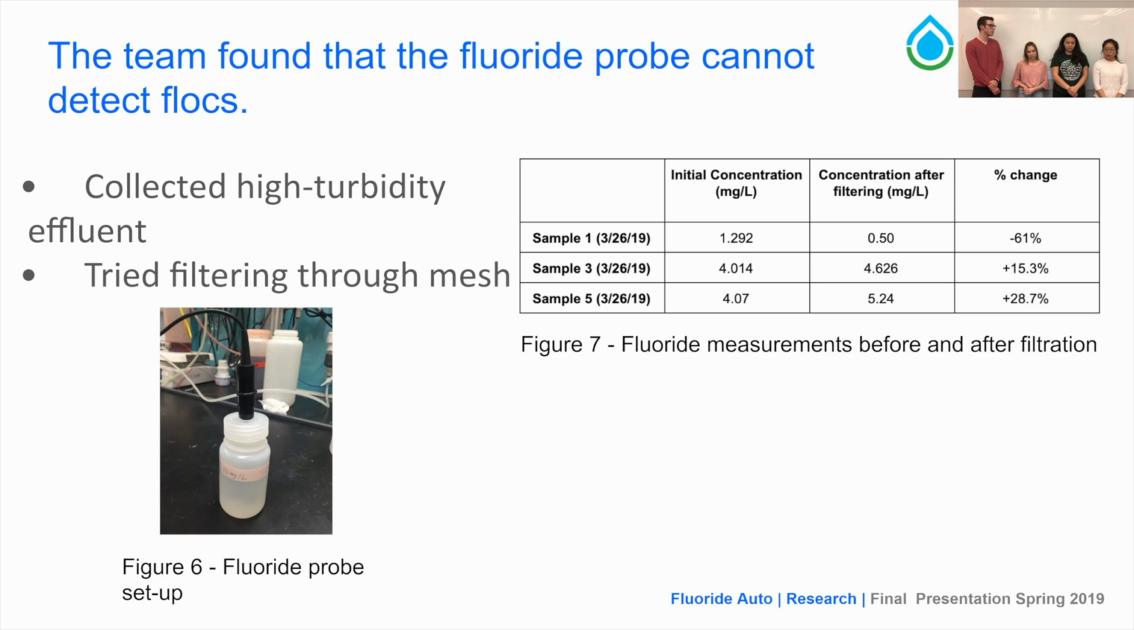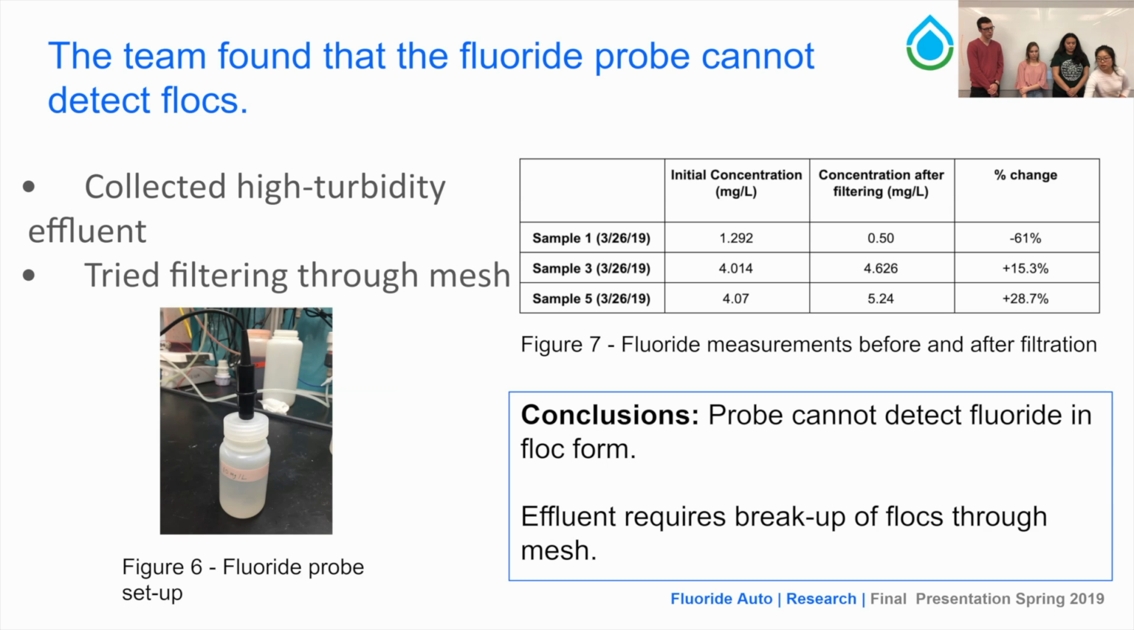So as you can see for sample 3 and 5, after we filtered the effluent through the mesh, we saw that the fluoride concentration that we measured went up, and we think that this is because filtering through the mesh broke up the flocks and made them into a form that was detectable by the probe. However, in sample 1, you can see that the concentration that we detected went down, and we think this is because at that point we were flushing out a large amount of gel from the tube, and that the flocks were so large that they were actually getting filtered out by the mesh as opposed to broken up.